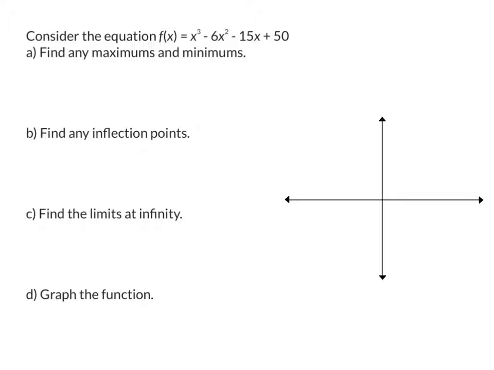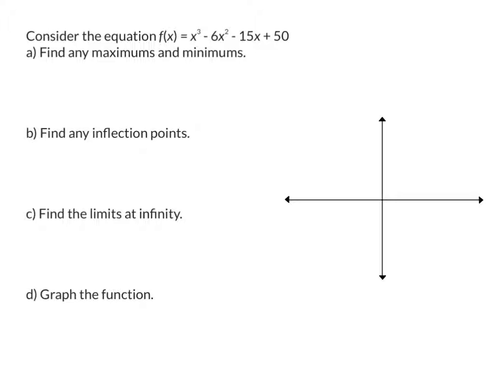Hello. In this video we're going to use derivatives and limits to help us graph the equation we have above, f of x equals x cubed minus 6x squared minus 15x plus 50. So first we're going to start by finding any maximums and minimums that we have.